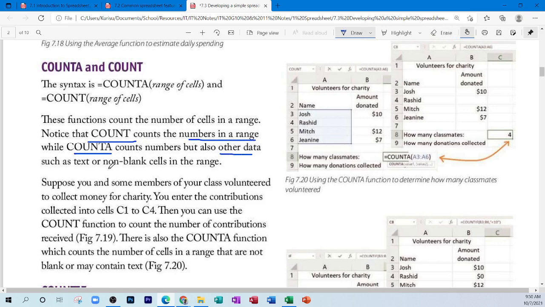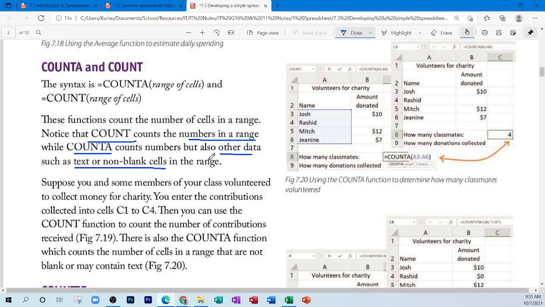Suppose you and some members of your class volunteer to collect money for charity. You enter the contributions collected into cells C1 to C4. Then you can use the COUNT function to count the number of contributions received. There is also the COUNTA function, which counts the number of cells in a range that are not blank or may contain text.